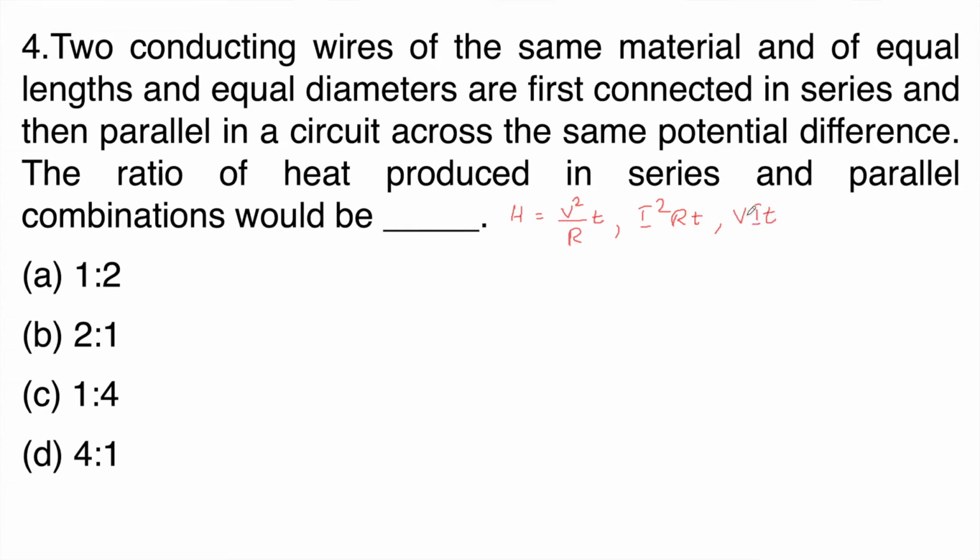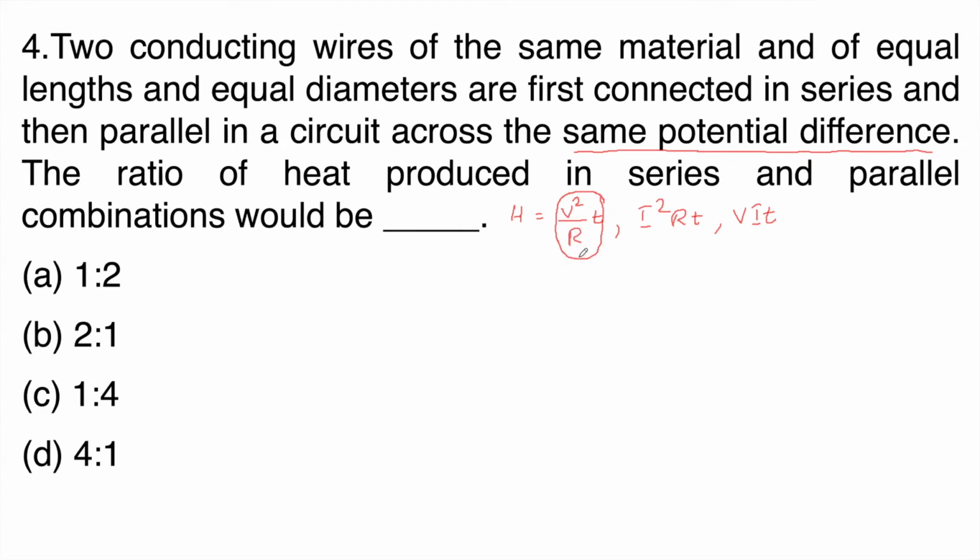Okay, these three are formulas for heat energy produced, but it is better to use this formula here because the same potential difference is given. There is no mention about the current, what is happening to current, it is not mentioned here. So it is better to use this formula for the heat energy.